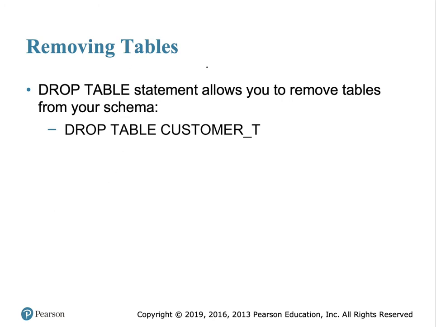Now, very simply, if you want to remove a table, it's one of the easiest things to do, and it's unfortunate because it's also one of the most dangerous things to do. But to remove a table, you simply use the keyword DROP, and then whatever object you're trying to get rid of. So for example, if you have this table called customer T, you say the keyword DROP, and then the object type, and then the actual name of the object.